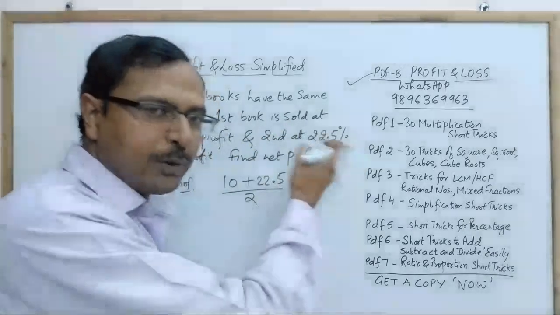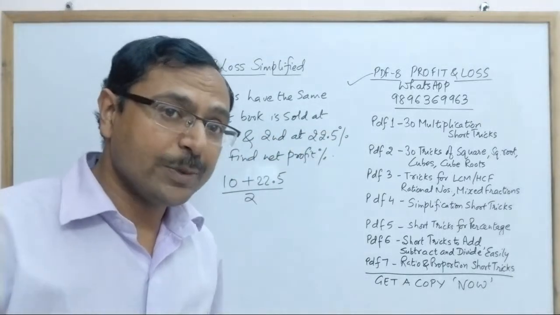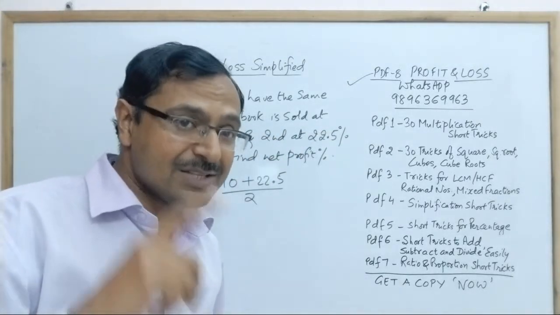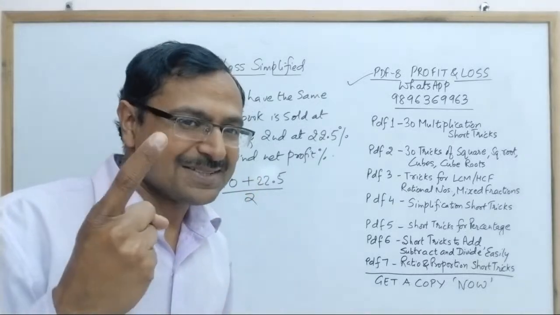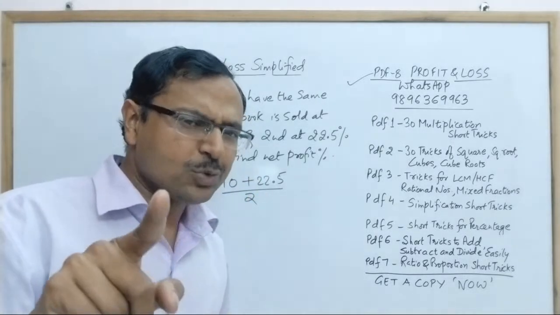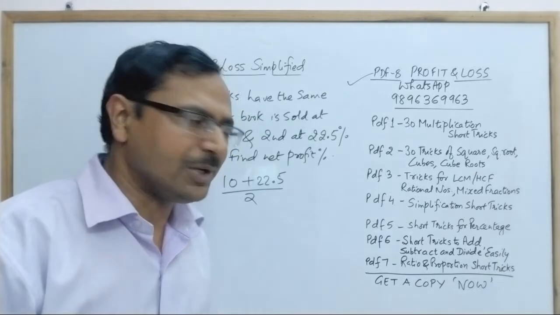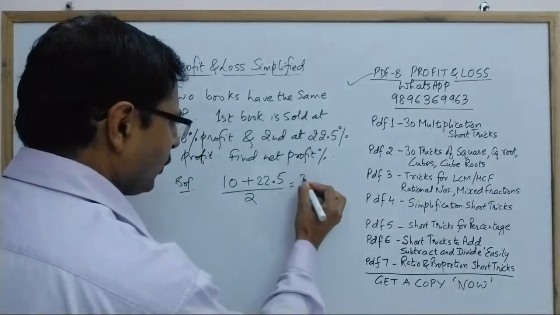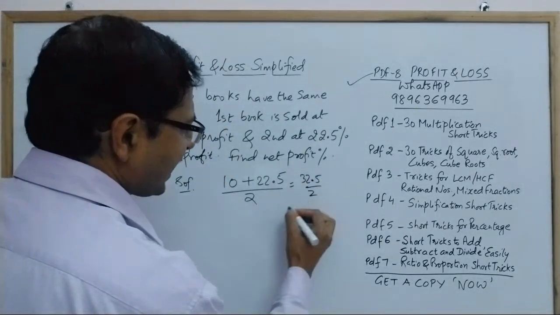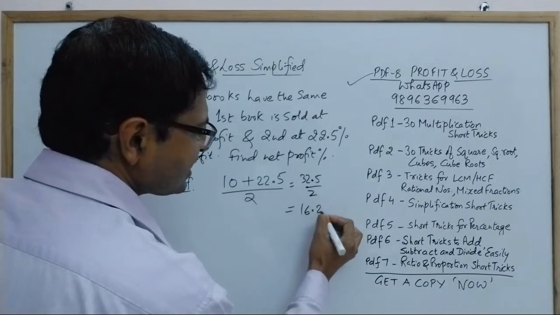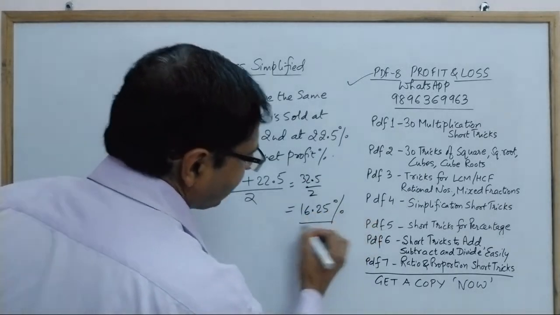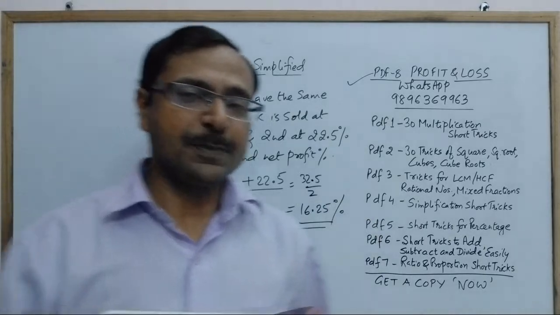Obviously, when there is profit on both the books, then there has to be a net profit only. But if there is one profit and one loss, then the concept changes, and that's what you need to wait for in the next question, the 9th question. So this is 32.5 divided by 2, which is exactly the answer you gave. 16.25% profit is the answer I was expecting for this particular question.